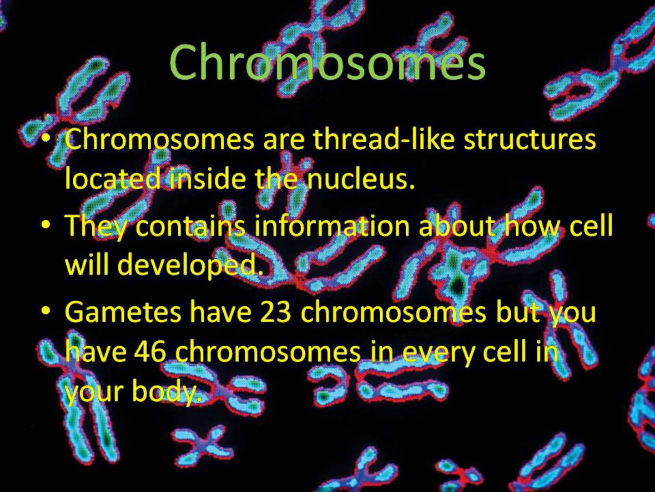Chromosomes. Chromosomes are thread-like structures located inside the nucleus. They contain information about how a cell will develop. Gametes have 23 chromosomes, but you have 46 chromosomes in every cell in your body.